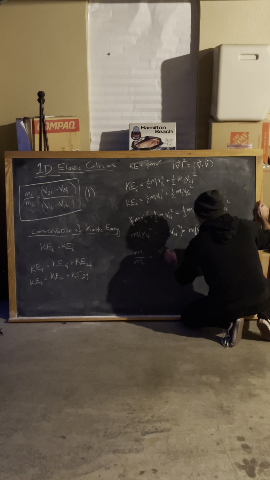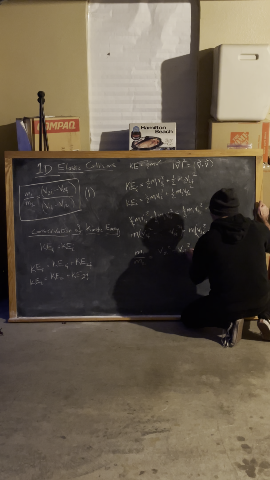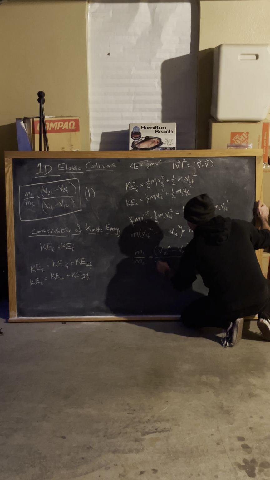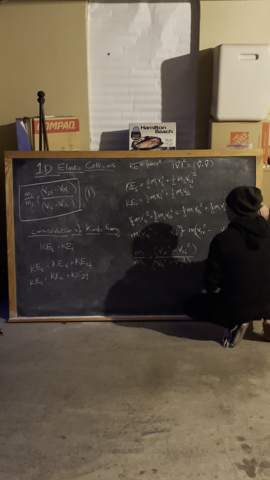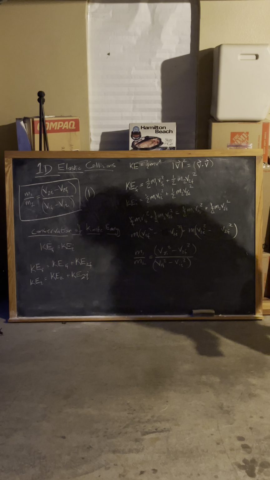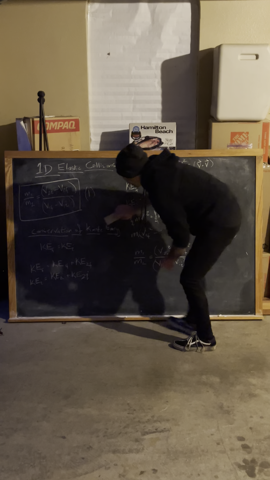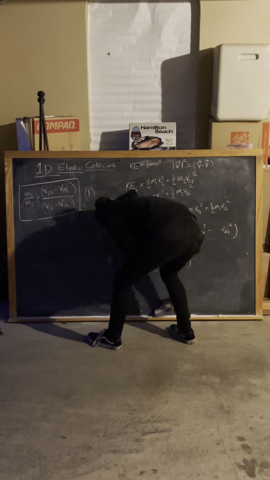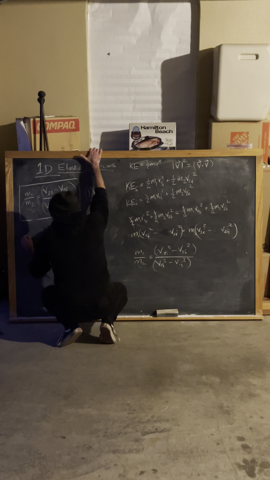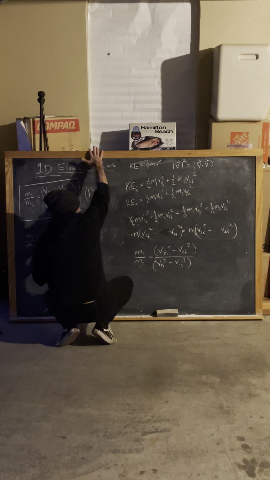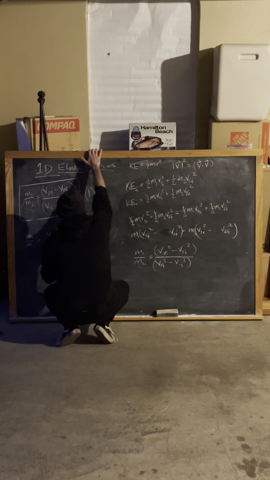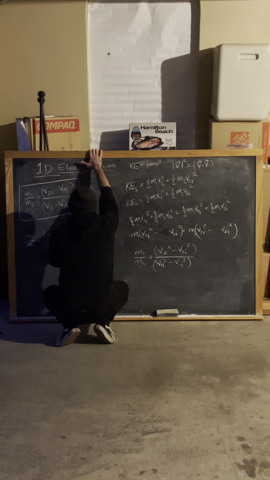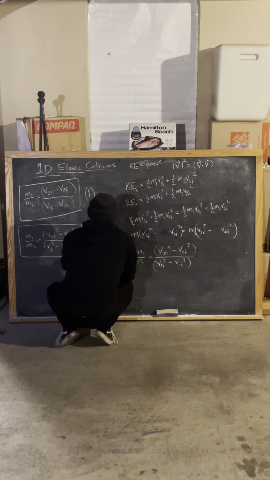We have v2I squared minus v2f squared divided by v1f squared minus v1I squared. And again, we have another dimensionless ratio proportionality. So what I'm going to do is rewrite it here. m1 over m2 is equal to v2I squared minus v2f squared divided by v1f squared minus v1I squared. And this is our second equation.